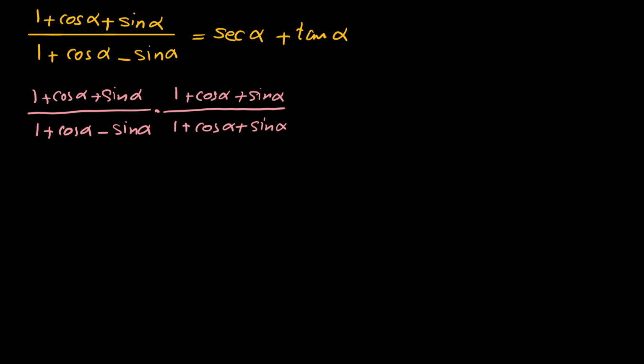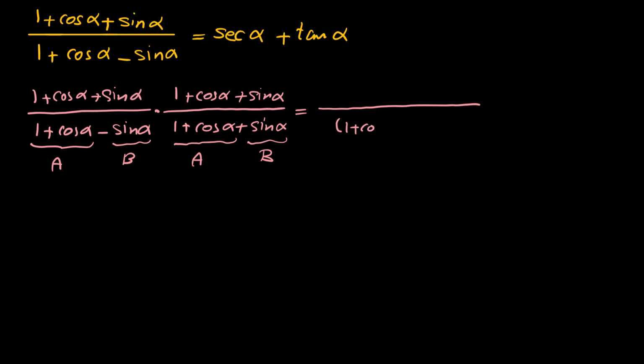By doing this, what is the denominator first? Attention, this is like a minus b times a plus b. And we know that the answer is a to the 2 minus b to the 2. So the answer is 1 plus cosine alpha to the 2 minus sine alpha to the 2, or sine to the 2 alpha. This is for the denominator.